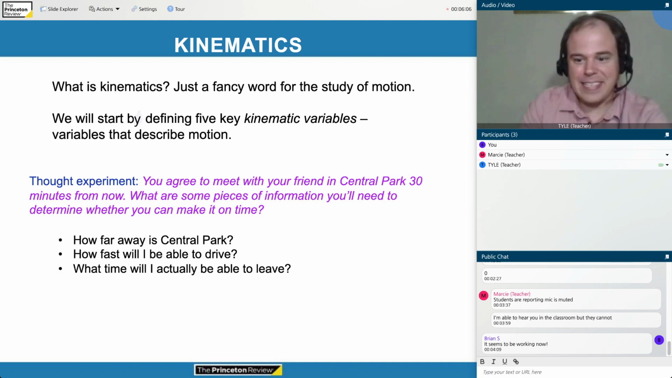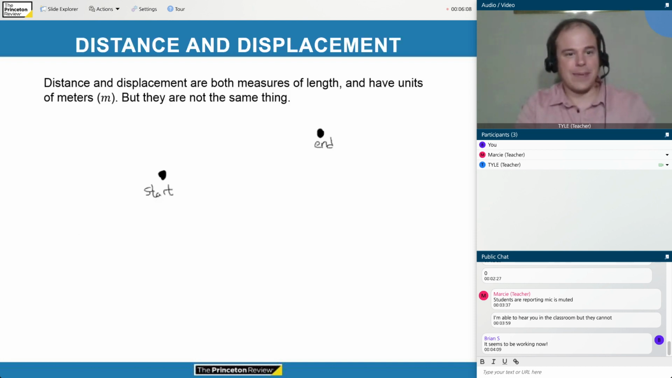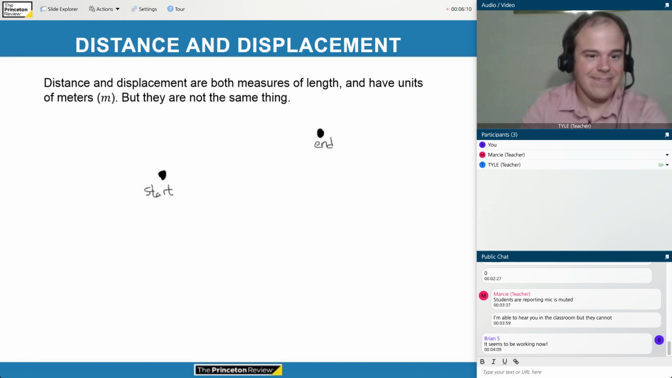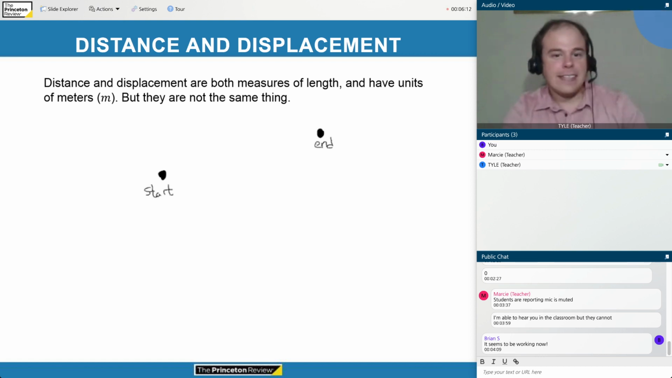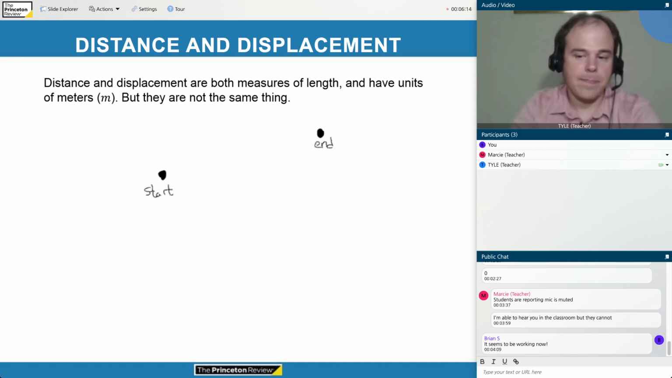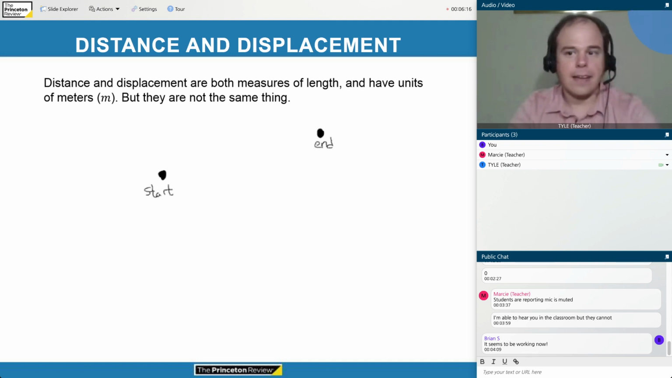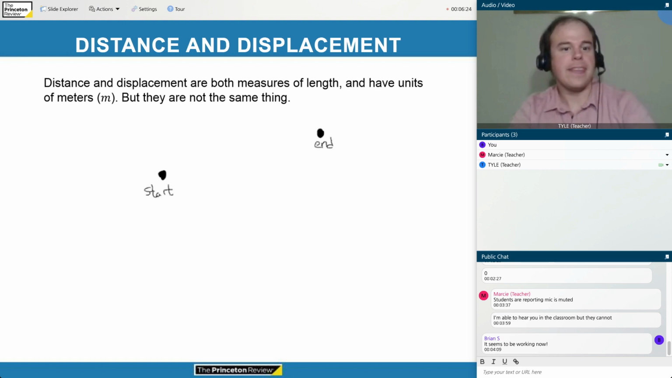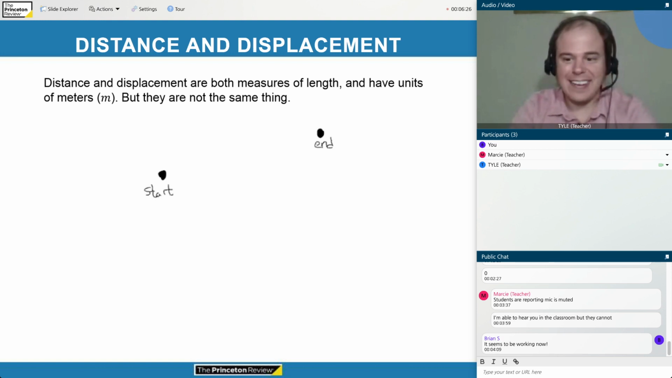And these relate to some of the kinematic variables that we're going to be talking about. Okay, making the point mainly that these are sort of some common sense notions. Let's talk about distance and displacement. These are both measures of length, and so they both have length units, so we'll stick with meters. But distance and displacement are not the same thing.